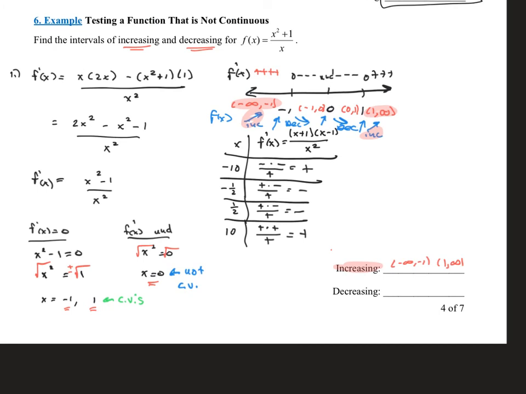When I'm looking at where is my function decreasing, I had it was decreasing from -1 to 0, and it was also decreasing from 0 to 1. It might be tempting to try to write that it is decreasing from -1 to 1 because those two intervals are right next to each other, but you cannot do that because the function is not defined when x equals 0. So we have to break it up. We have to say it was decreasing from -1 to 0 and 0 to 1. Again, notice in all of these we are using parentheses.